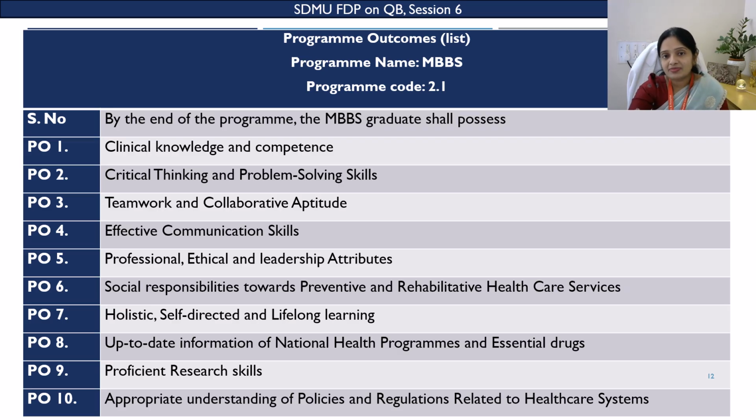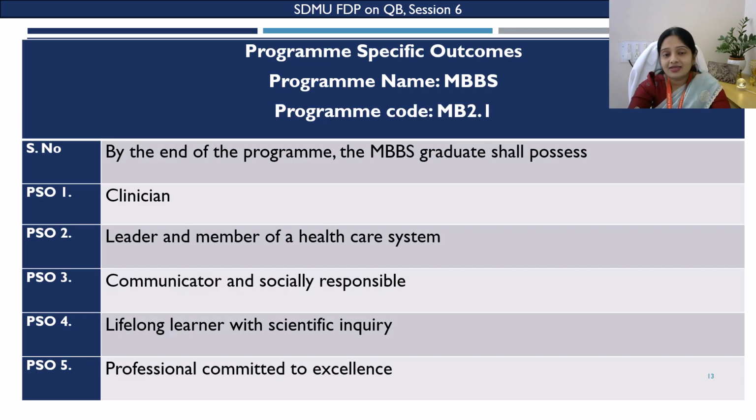Once the program is done, a program code will usually be given, which we need to use in the exams. Then the next is program specific outcomes. We have to design the program specific outcomes, that is PSOs. This is also done by every institute now. So for the MBBS example which we are giving here, for MBBS we have 5 program specific outcomes.